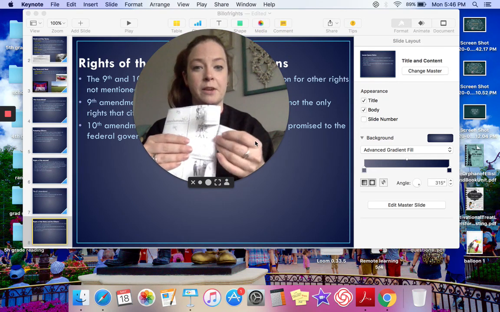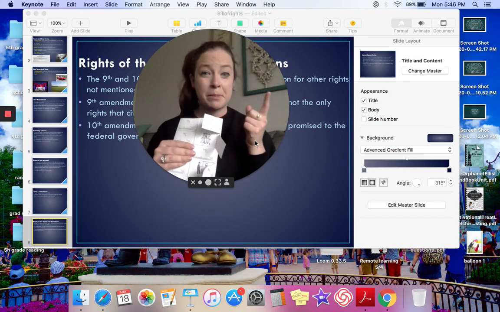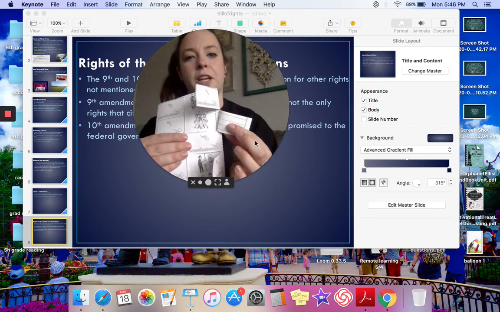Then you're going to open the second one. Oh, it looks like they're soldiers and they have weapons. Oh, the Second Amendment is the right to bear arms. So you're going to write that right in there.